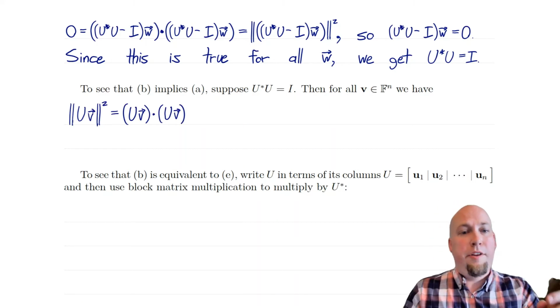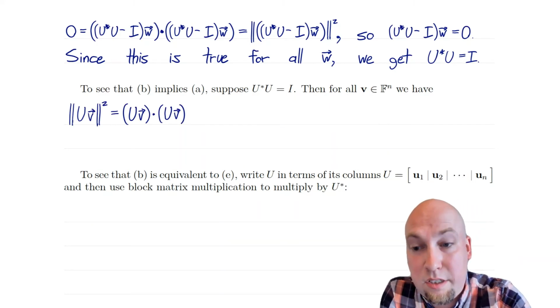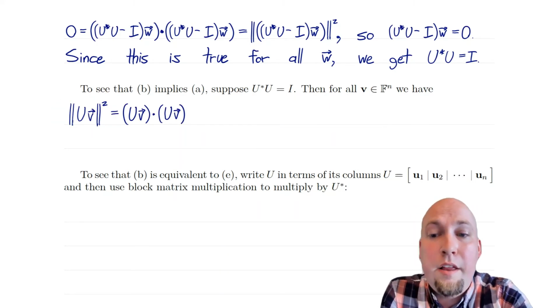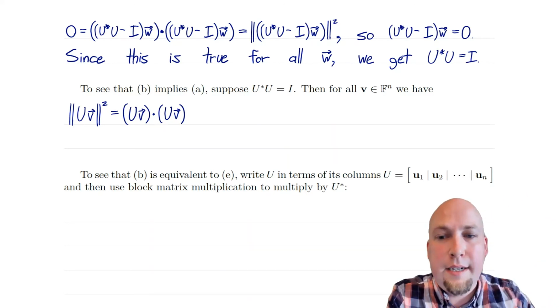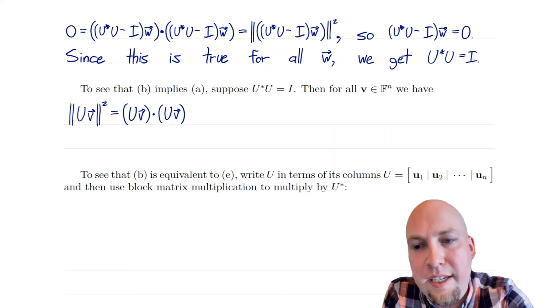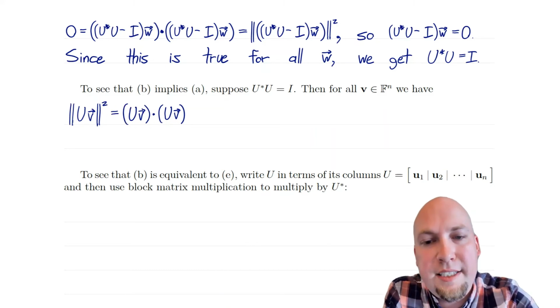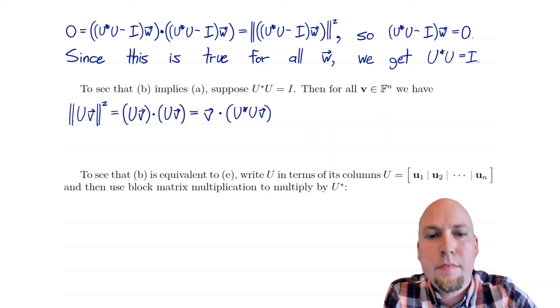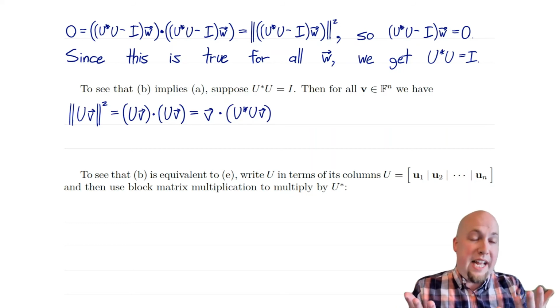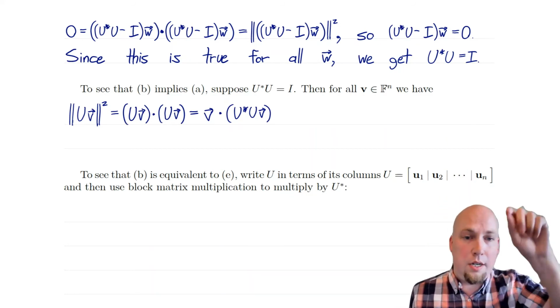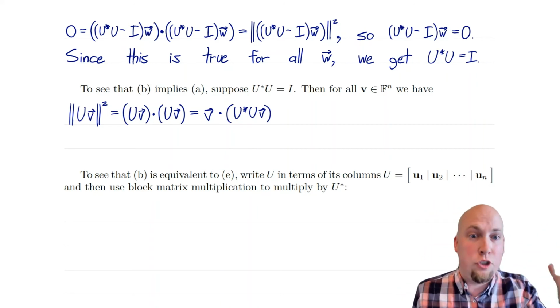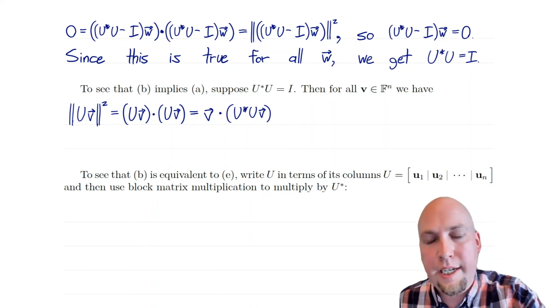Well, if U star U equals I, let's try to compute the norm of UV. Again, I'm going to square it so I don't have square roots throughout my entire calculation. The norm of UV squared is just UV dotted with UV. Now I'm going to use properties of adjoints. I can move this U over to the right-hand side as long as I throw a star on it, as long as I change it into the U adjoint. Then I get this expression here.